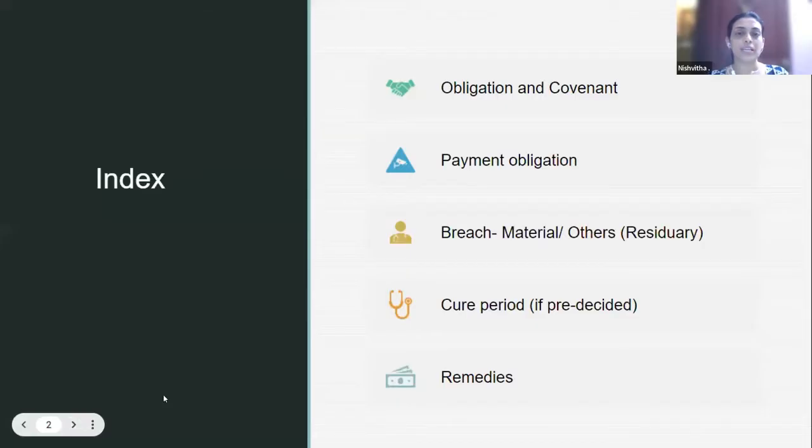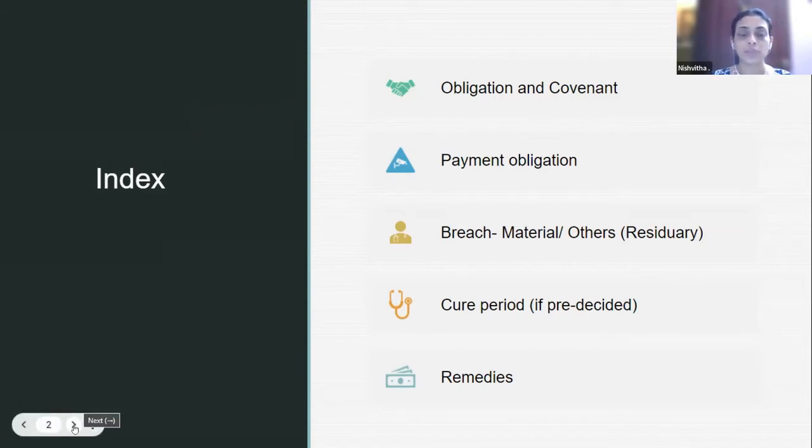As most of you have rightly mentioned, in today's session, we are going to discuss what is the difference between an obligation and covenant, what is a payment obligation, how it needs to be drafted, because it's important that a consideration is a must in every contract, especially from an Indian contract standpoint. Under Section 25 of the Contract Act, consideration is mandatory. So let's see how to draft a payment clause.